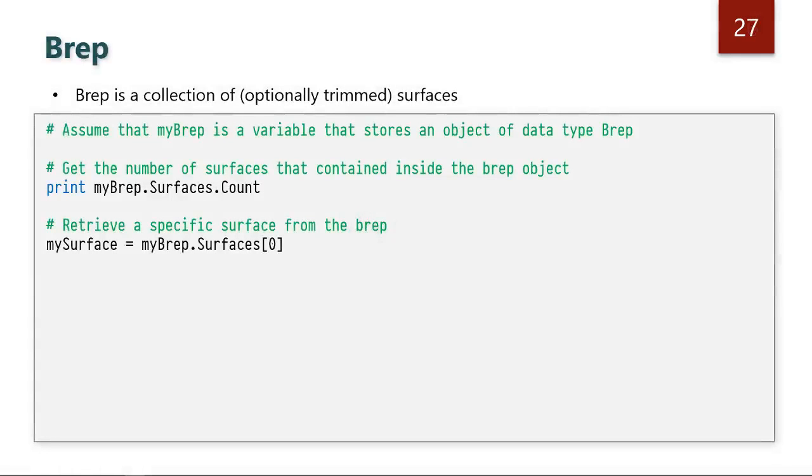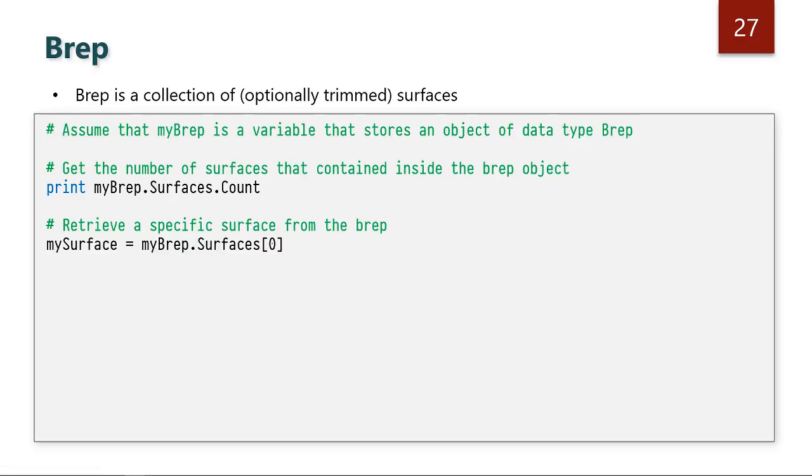If you have a BREP object stored in myBREP, because a BREP is made up of surfaces, you can say dot surfaces. Surfaces is a property, and the data type for this property is a list of elements, and each element has data type surface that we have been working on. Each surface has the point at and the frame at functions that we've been doing.